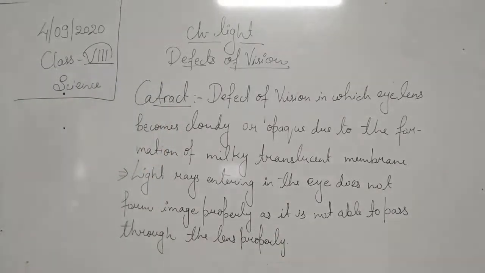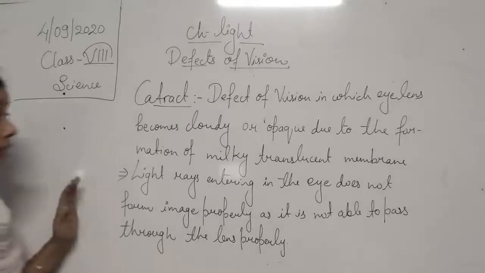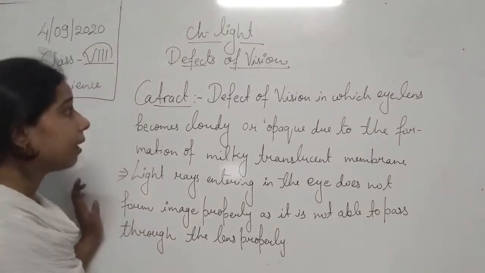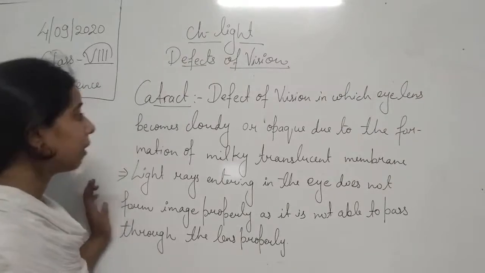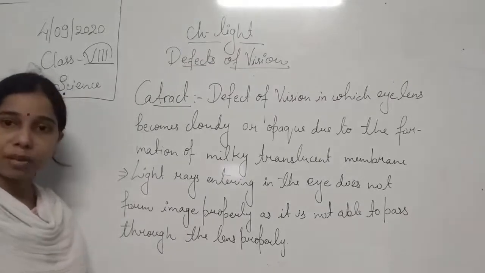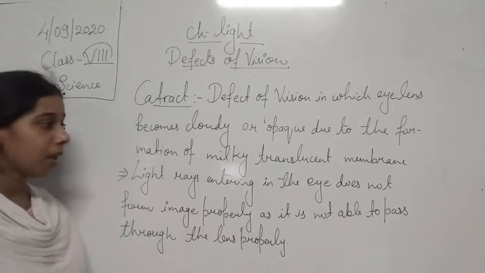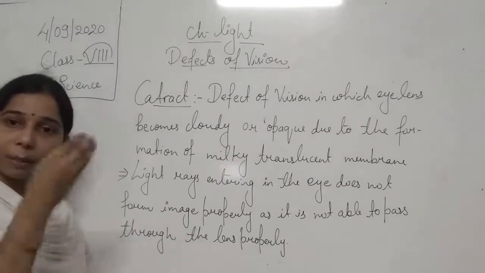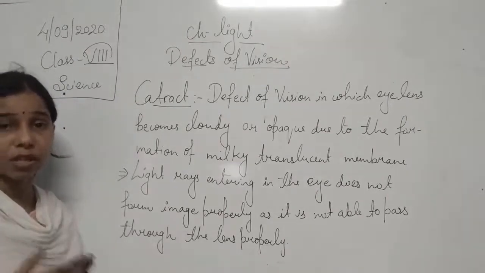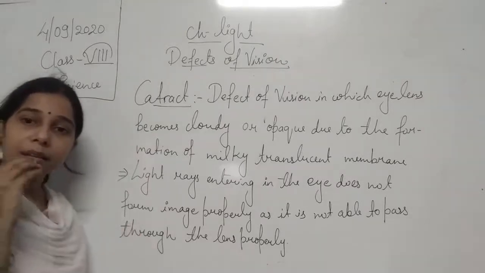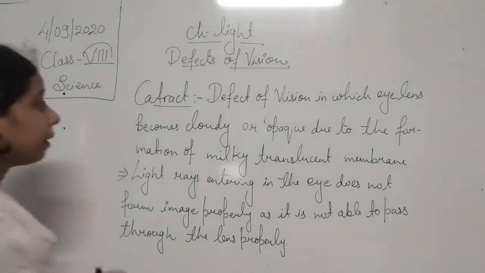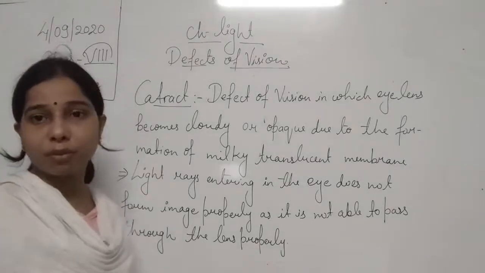Okay, so this is about the cataract. How can cataract be cured, students? Let me remind you again. Cataract is a defect of vision in which the eye lens becomes cloudy and opaque, due to the formation of a milky translucent membrane. And why is this so, student? A milky translucent membrane is formed in front of our eye, in front of the retina especially, and due to which, when the light rays enter the eye lens, we will understand how we can cure the cataract.